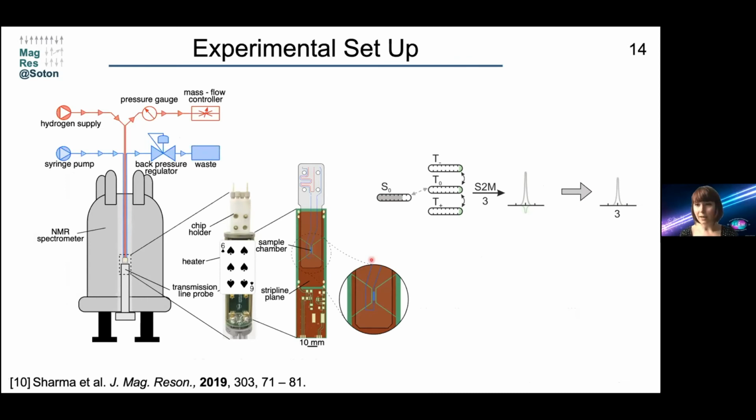So applying CW radiation is not an optimal solution for the chip, because the radio frequency field focuses just at the sample chamber, whereas the hydrogenation reaction takes place just upstream from the sample chamber as well. And for this method to be effective, you really want to irradiate throughout the entire reaction.